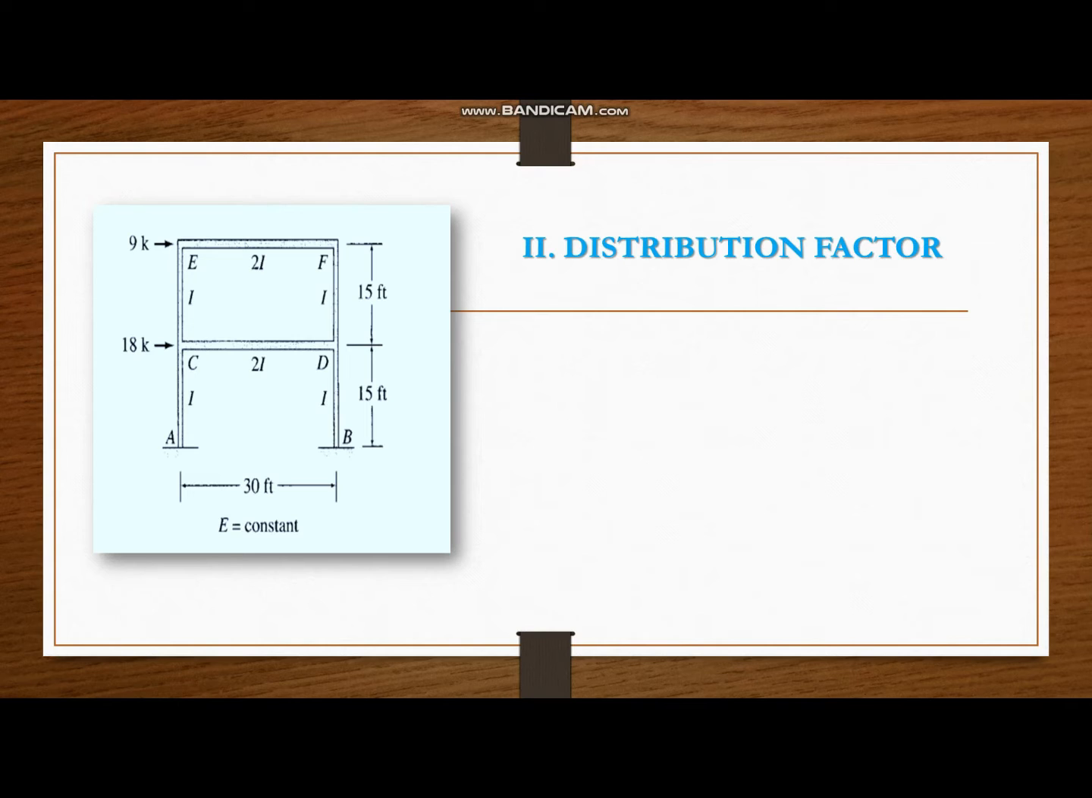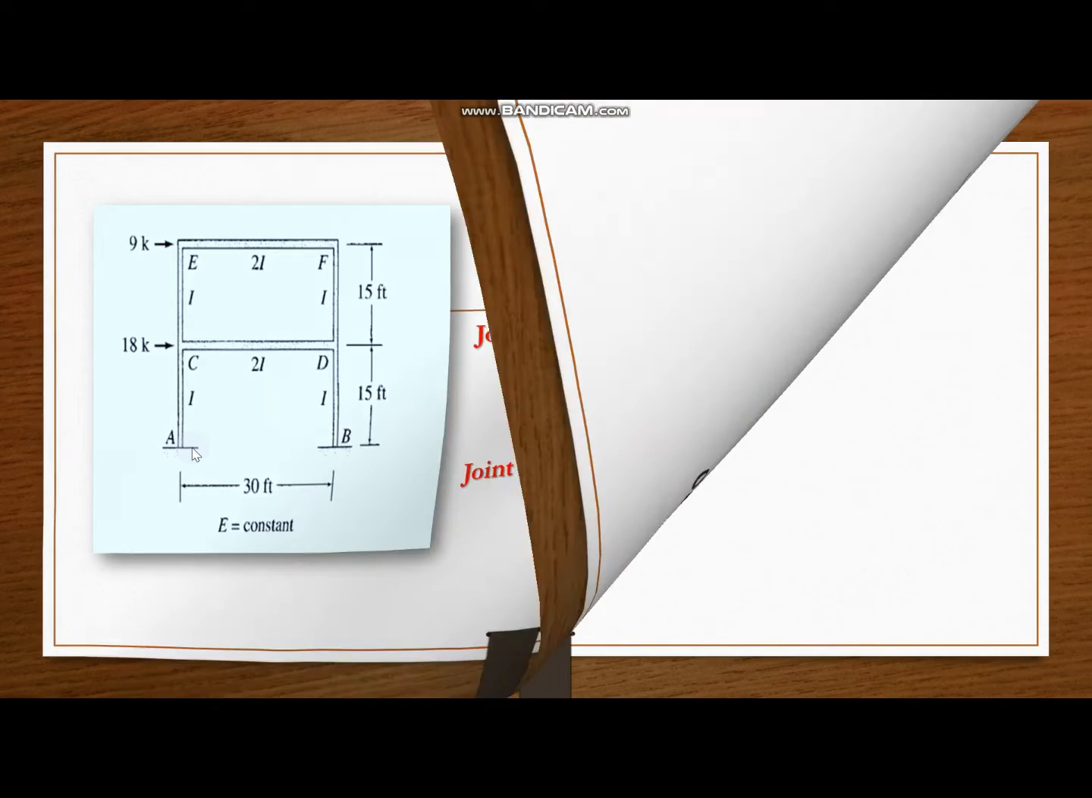Second, we will find our distribution factors. First, our joint A. Joint A is fixed, so distribution factor AC is equal to 0. It is fixed, so 0. Our joint B, distribution factor BD is also equal to 0. It is fixed, the same as joint A.